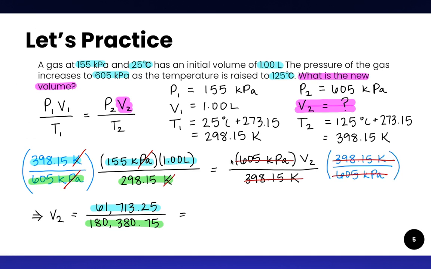So it's important when you're doing these problems that you're actually writing down these numbers because there's no way to just type this much math into your calculator. You're going to have to write down 61,713.25 and then go back and re-enter it in. So when you divide those two, I get 0.3421 liters.